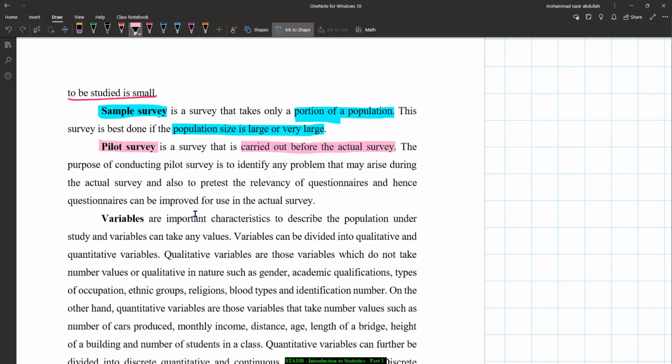The purpose of pilot survey, right, is to identify any problem that may arise during the actual study, right? It's also known as a pre-test of relevancy of the questionnaire. So means that when you develop something, right, you want to study about knowledge, attitude, and practice on dengue fever prevention. Of course, you need a questionnaire to measure the knowledge, attitude, and practice. So you need to develop a questionnaire. Once you develop a questionnaire, you need to test whether your questionnaire is relevant or not relevant.